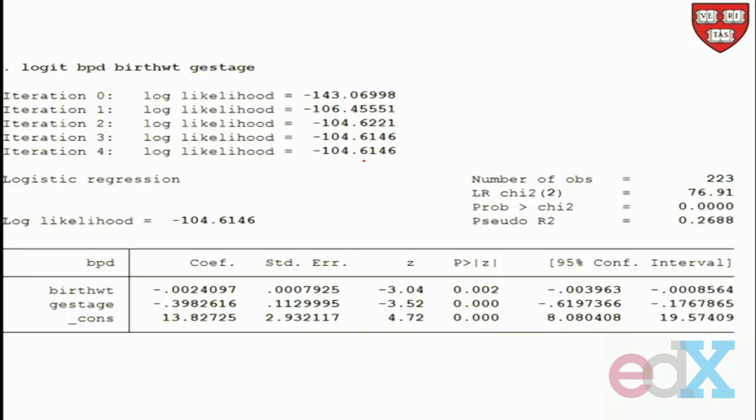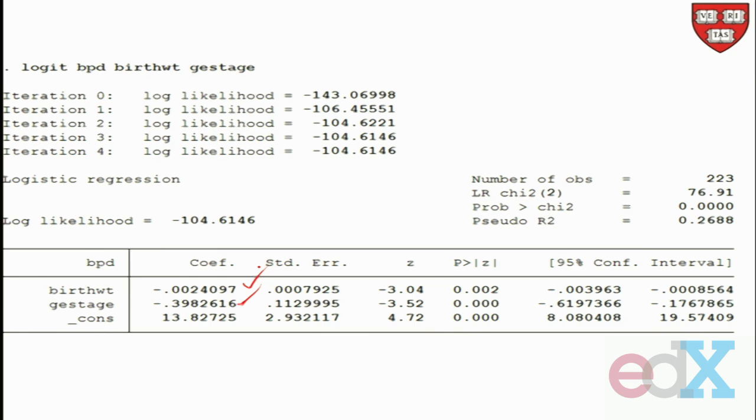So here's the logit for birth weight and gestational age. And here is the birth weight coefficient. First of all, it's negative. So just like before, it's negative. It's telling us that as the birth weight increases, the chances of BPD go down. Great. Gestational age is also negative. So once again, it's in the direction we might have suspected, that as the baby's gestational age increases, the probability of getting BPD goes down.